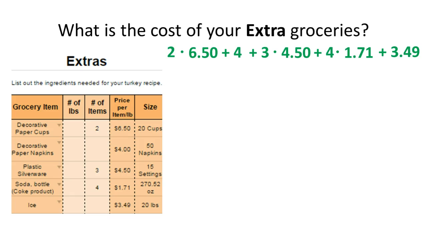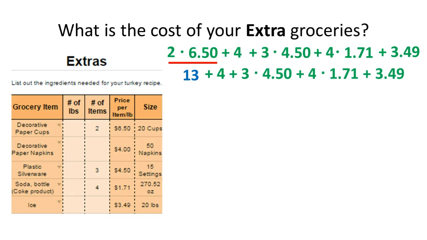So now I'm just going to follow the order of operations. I don't see any parentheses or exponents, so I'm going to jump straight forward to multiplication and division. I see 2 times 6.50, that gives me 13. I underline, evaluate, and I rewrite. Rewrite everything, bring it all straight down.